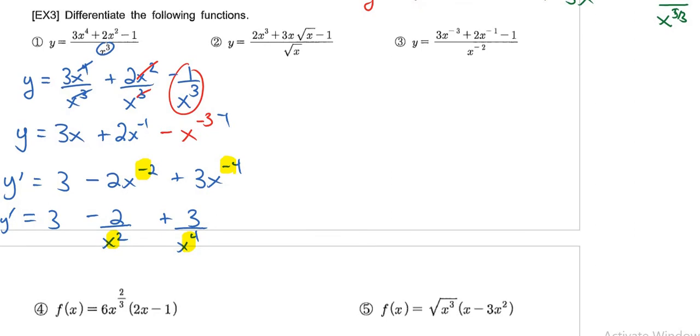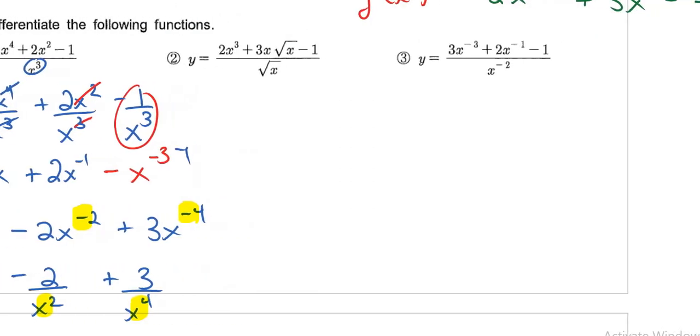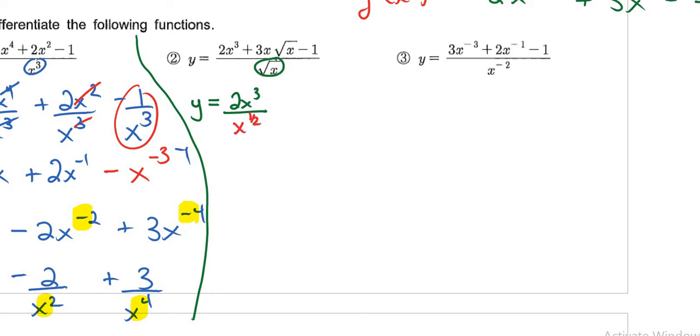And now moving on to question number 2 from example number 3, but for this one I'm going to try to just zoom in a little bit more so that it's very clear on all the steps that we're applying to this question here. Alright, so for example 2 here, we definitely need to rewrite this. So y would equal 2x cubed divided by, now this root x, that's the same thing as x to the power 1/2. So I'm going to divide that by x to the power 1/2 plus 3x to the root x all over x to the 1/2. And then I have a minus 1 all over x to the 1/2. And I guess this term and that term can cancel off.